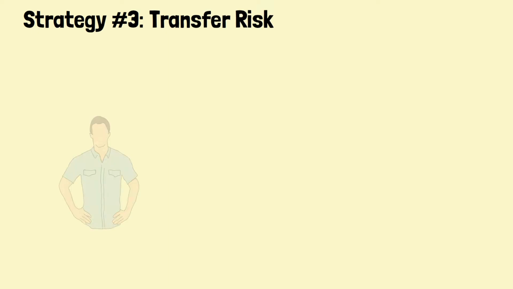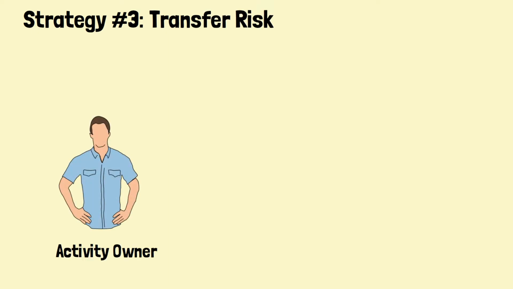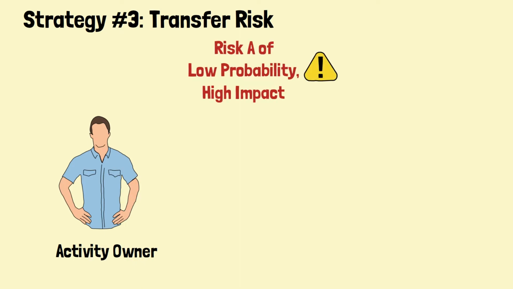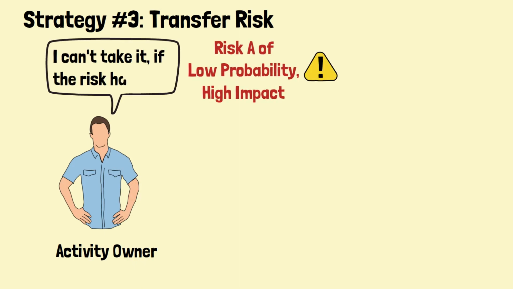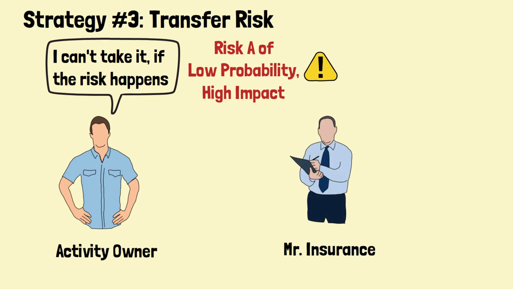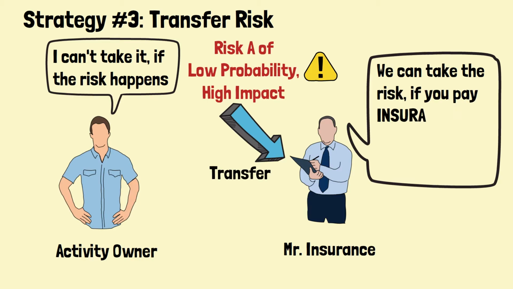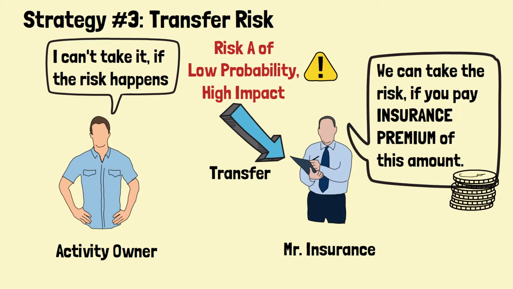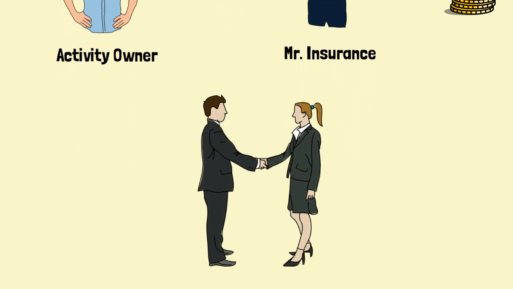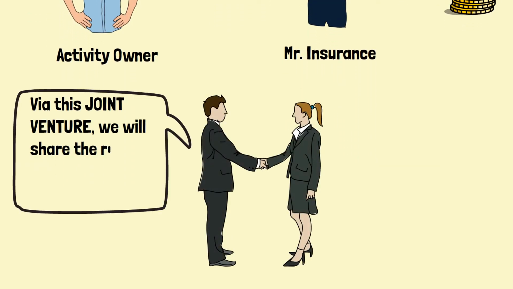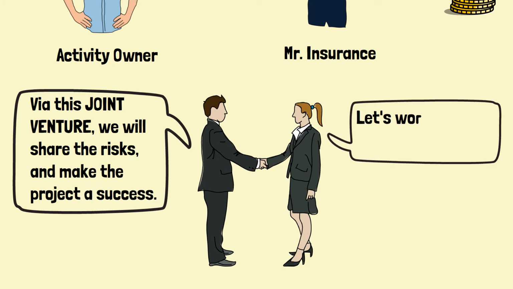Strategy number 3, transfer risk. The risk is transferred from a party to another contractually. A normal practice in some industries is to transfer the accident risk that has severe impact but low likelihood to the insurance companies. The insurance companies will then impose an insurance premium based on their evaluation of the risk impact and probability of occurrence. Risk can also be transferred partially to another party through the formation of joint venture, or the use of target cost contract.